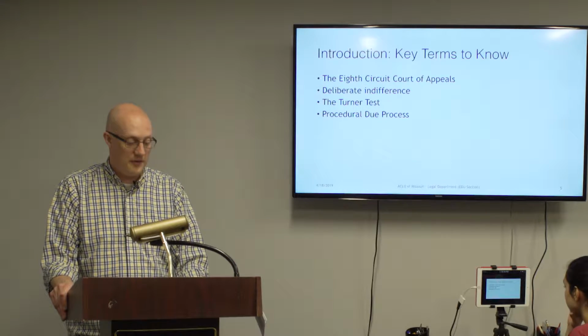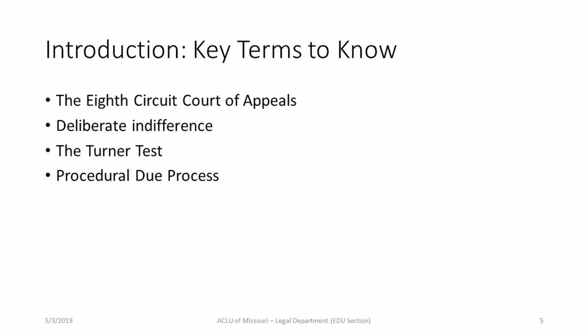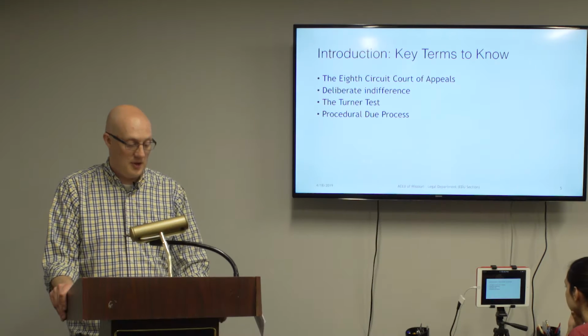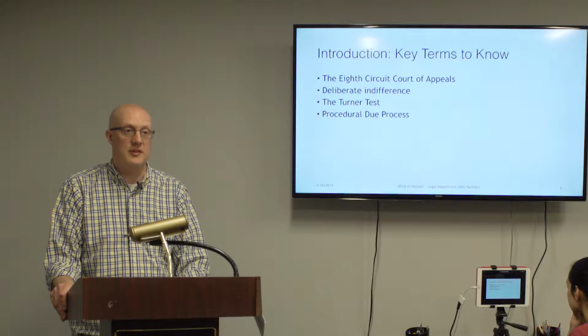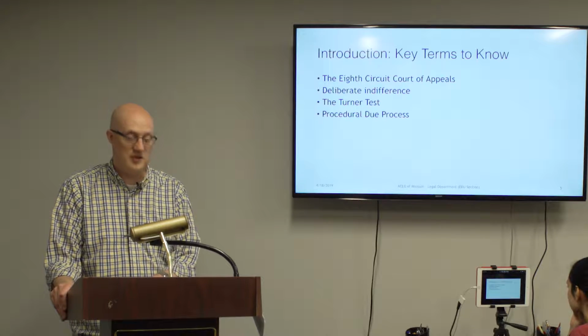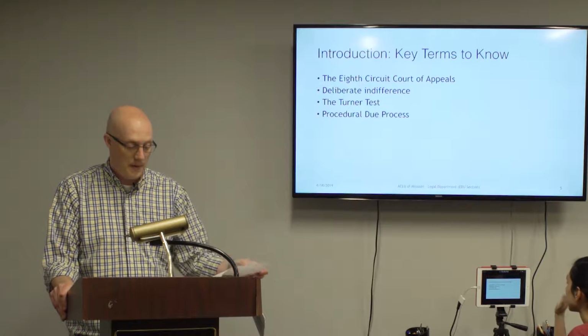So we'll have a few key terms to know. The Eighth Circuit Court of Appeals is the first. The next are a few different tests that we'll have: deliberate indifference, the Turner test, and procedural due process.